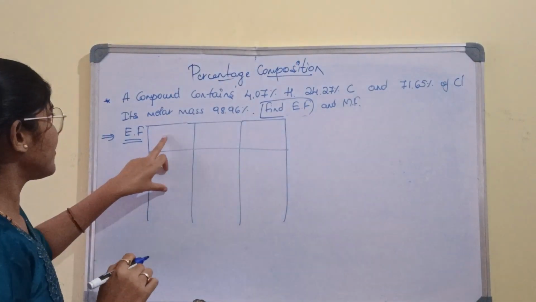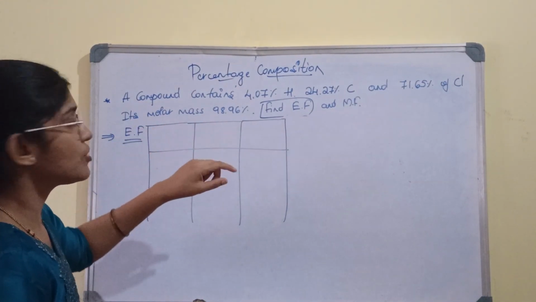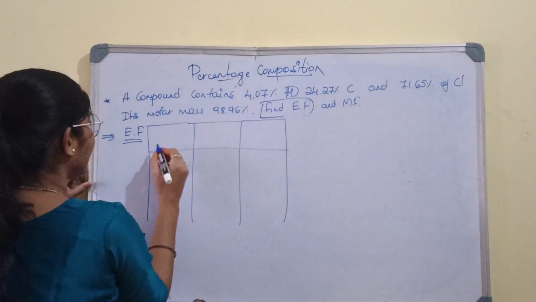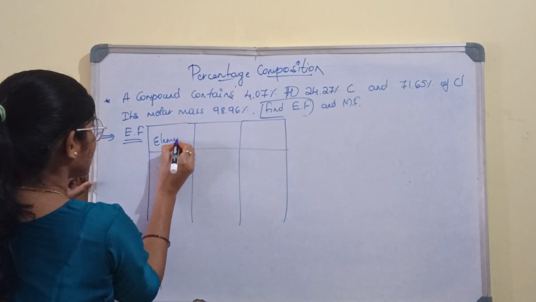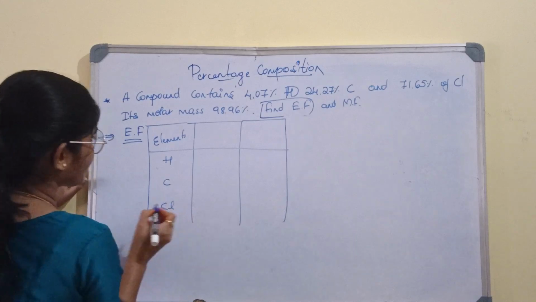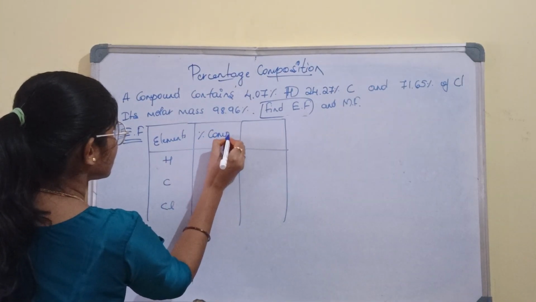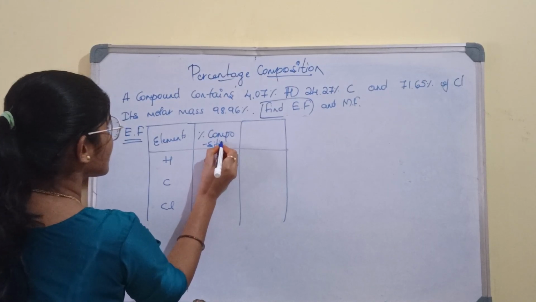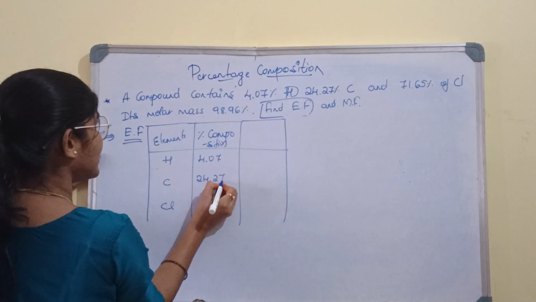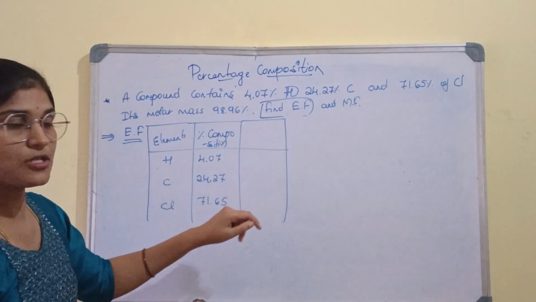In the first row, in the first column, write what elements they have given. Elements: hydrogen, carbon, chlorine. Next you write percentage composition: 4.07, 24.27, 71.65.